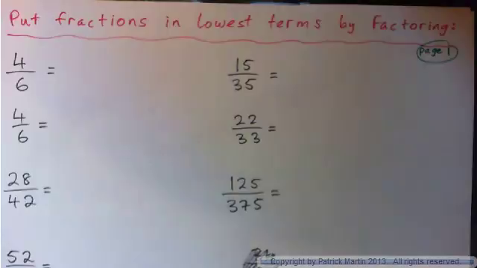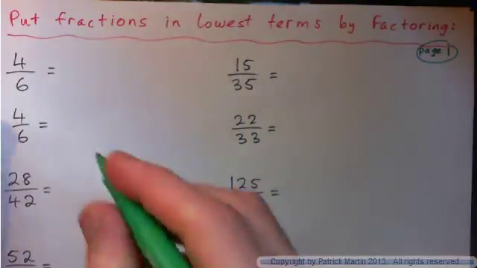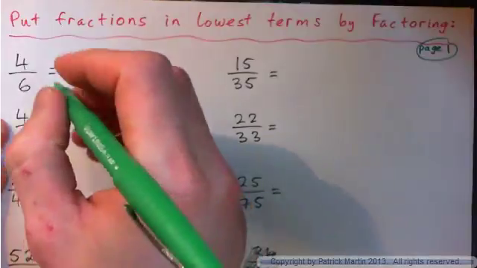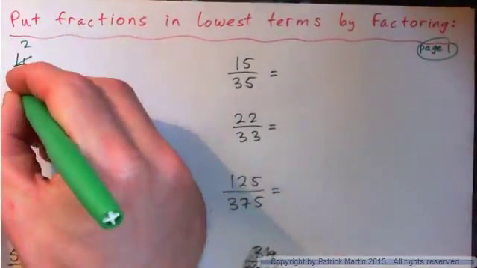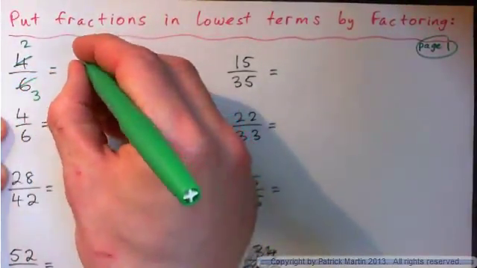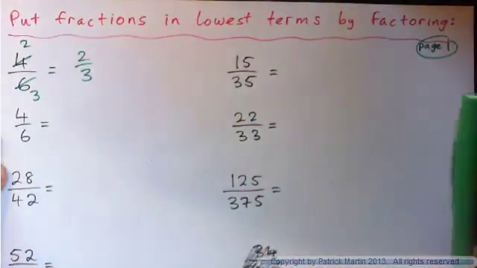There's two methods of doing it, and they're both the same really. They just kind of look different. But you might be used to doing this. 2 goes into the top and bottom. 2 into 4 goes twice. 2 into 6 goes 3 times. The answer is 2 over 3, right?